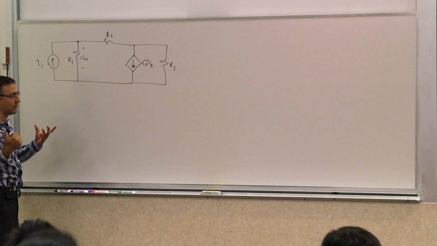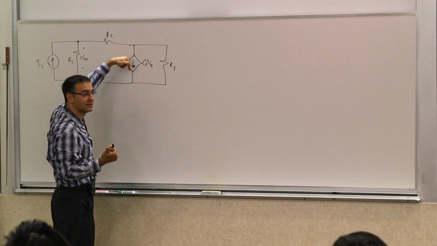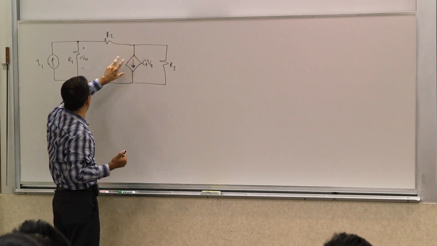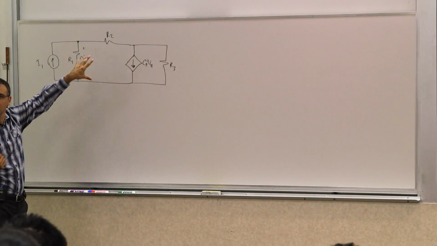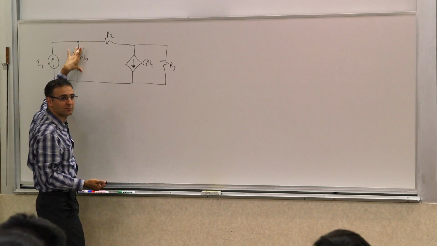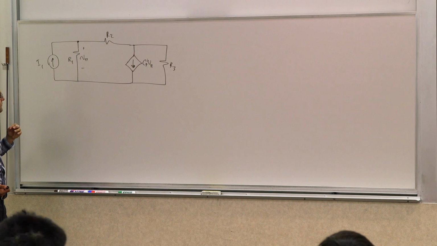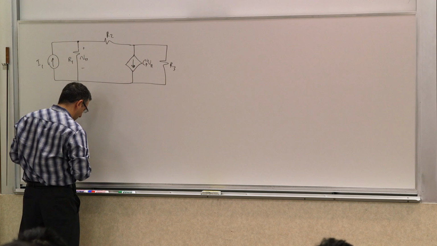We talked about this briefly before, but it basically says that this is a current source whose current is proportional to the voltage across this resistor. So it's a current source whose current is proportional to the voltage of another branch. Hence, it's a dependent current source. So let's write the equations for this and see how they work out.